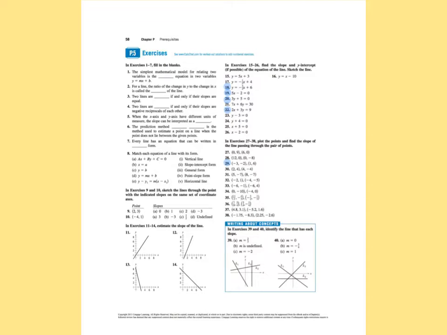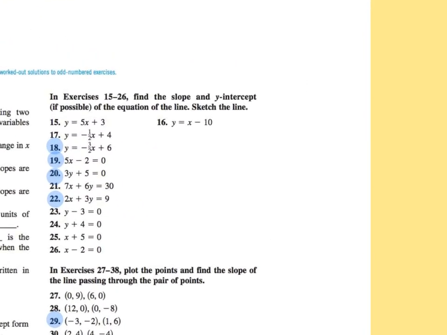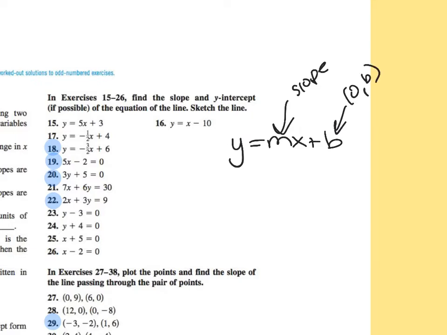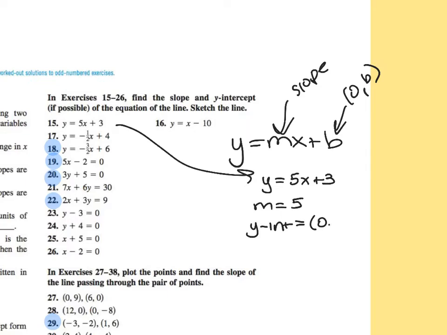So the slope and the y-intercept from an equation, if it's in slope and y-intercept form, this is the first form you need to know. y equals mx plus b, then the m is your slope, and the b is the y coordinate of your y-intercept. So if I had something like number 15, then my slope, which is m, is 5, and my y-intercept would be (0, 3).